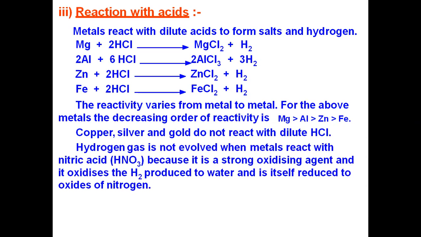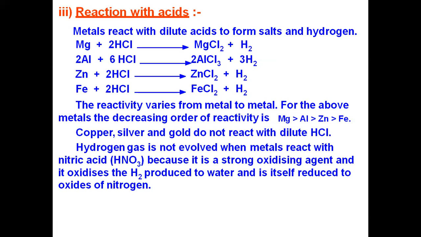The next is that hydrogen gas is not evolved. In the above examples which we have taken, the hydrogen gas was evolved at the end of the reaction, but the hydrogen gas will not be evolved when a metal reacts with nitric acid. Why? There is no formation of hydrogen gas. The reason is that nitric acid is a strong oxidizing agent.